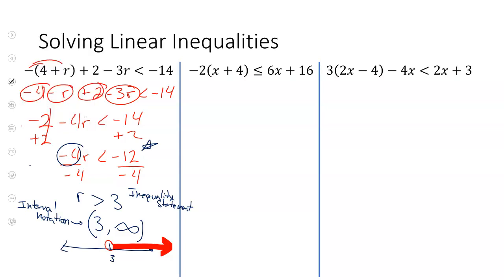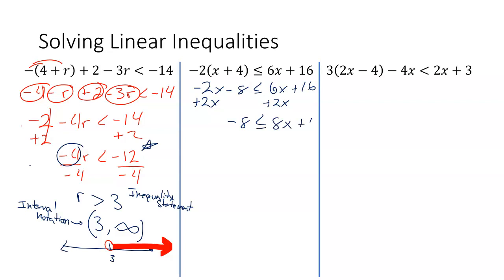Okay, let's do it again with our next inequality. We distribute, and we isolate our variables. Let's add 2x, make that a little bit easier. If we can end with a positive coefficient, that's always better because then we don't have to worry about that sign switch at the end. Okay? If we can make sure that our coefficient is positive, it makes our life a whole lot easier. Subtract 16. Negative 24 is less than or equal to 8x.